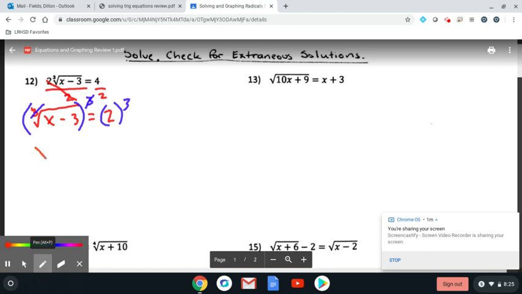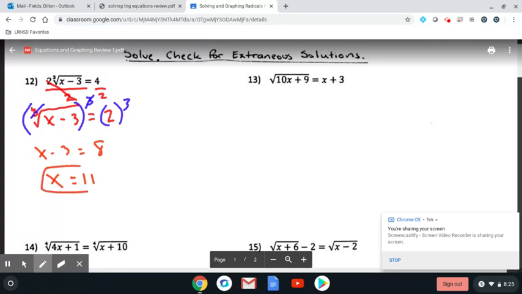All right. So we have an x minus 3. On my right side, we know 2 to the third ends up giving us 8. Now at this point, we just add 3 to both sides, and we end up getting that x is equal to a positive 11. All right, so let's look at 13.